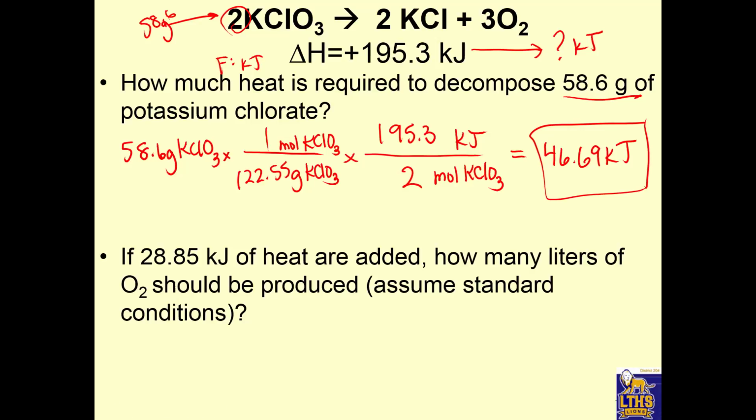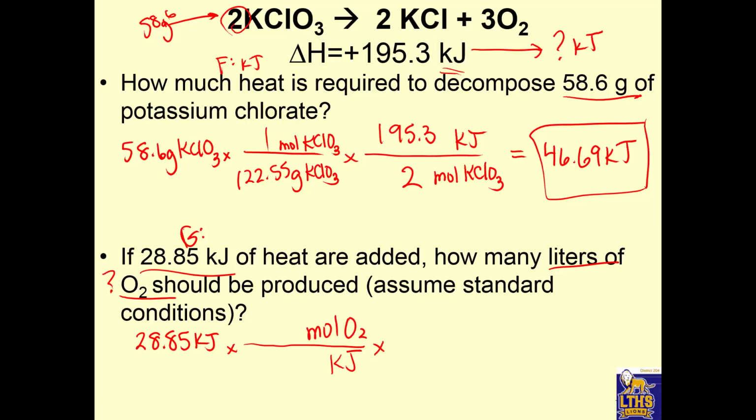Okay, this one's different. It's heat's going in this time. Heat, given heat. Liters of O2 should come out. Okay, so we want to know how many liters should come out. So I'm going to put 28.85 kilojoules of heat going in. Since heat's part of the equation right there, then I can use kilojoules right away and go to moles of oxygen. And then once I have moles of oxygen, I can do liters of oxygen.